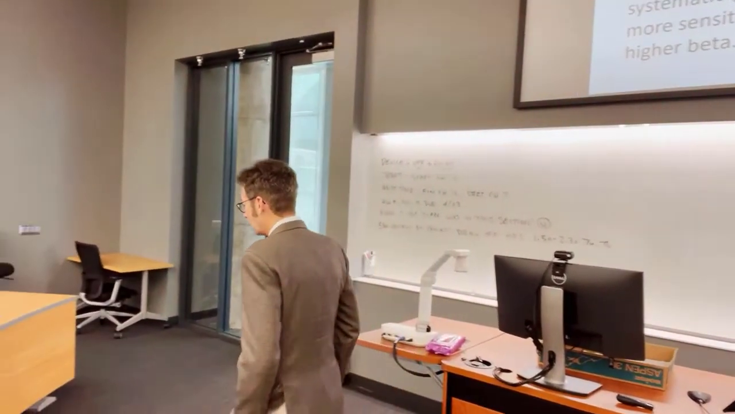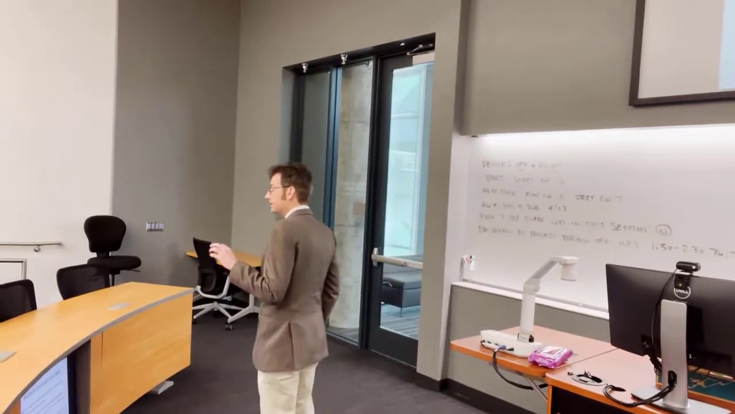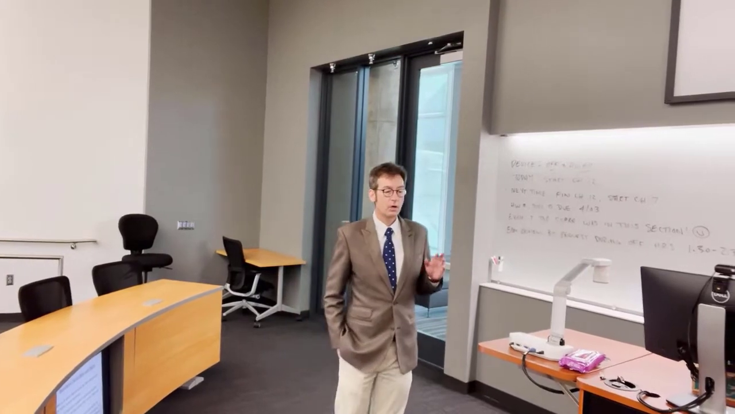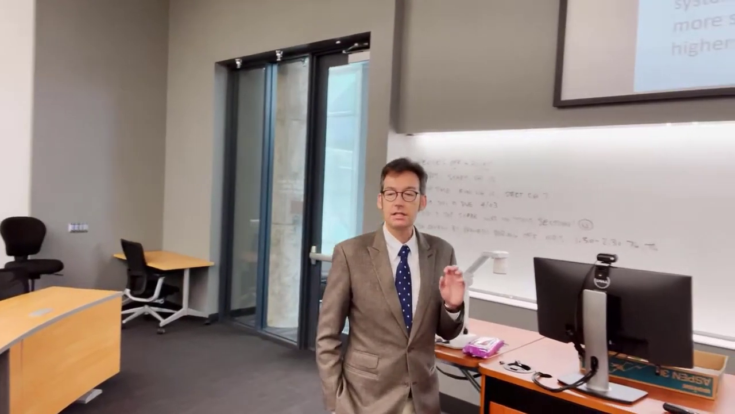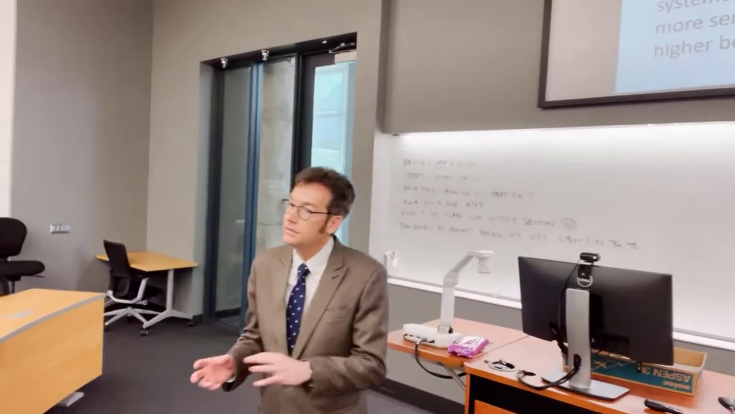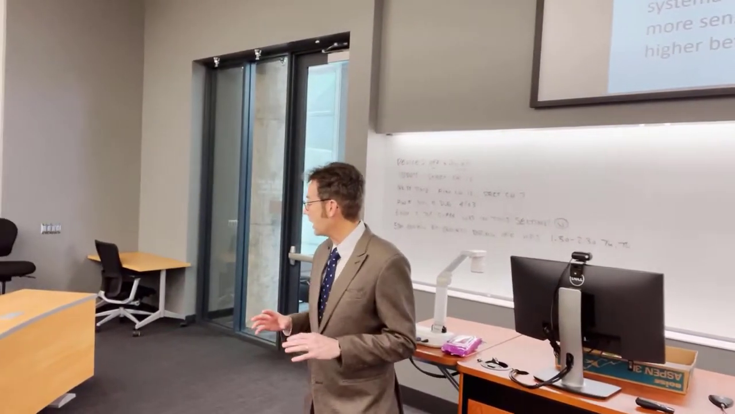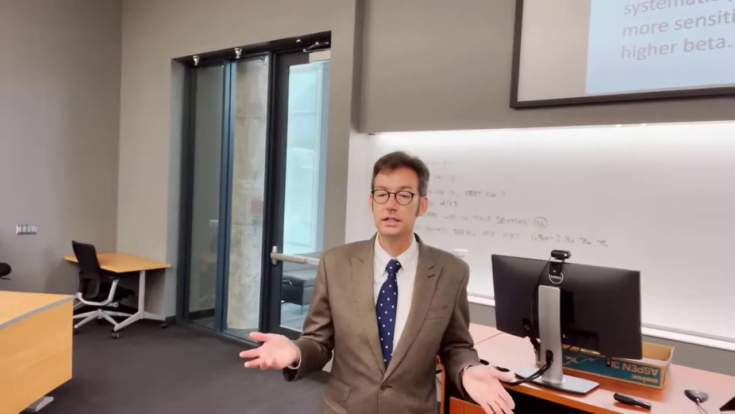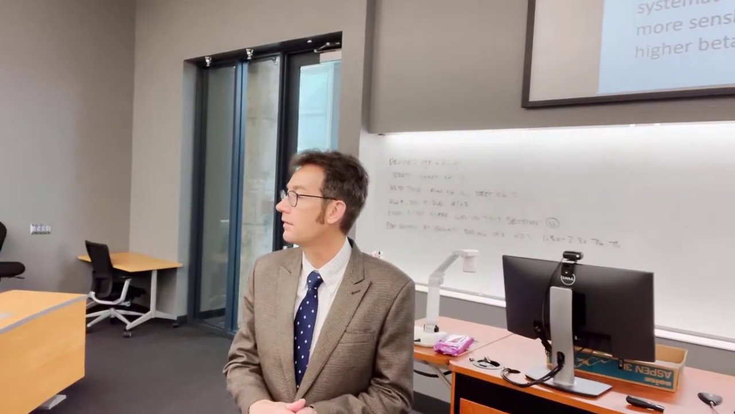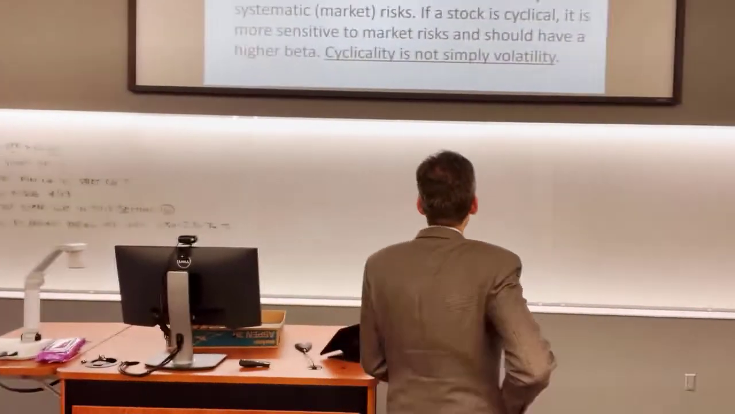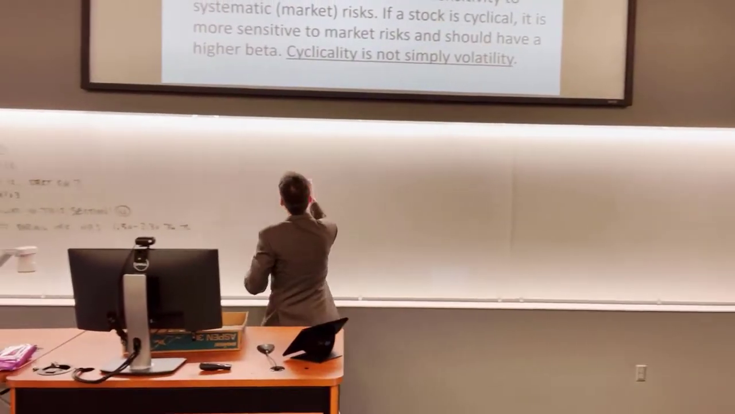Okay. So, remember, beta represents sensitivity to systematic or market risks. So, if a stock is cyclical, it's sensitive to the underlying economy. That's going to have a higher beta than a non-cyclical stock, which will have a higher beta than a counter-cyclical stock. So, I'm going to start trying to draw a picture up here.